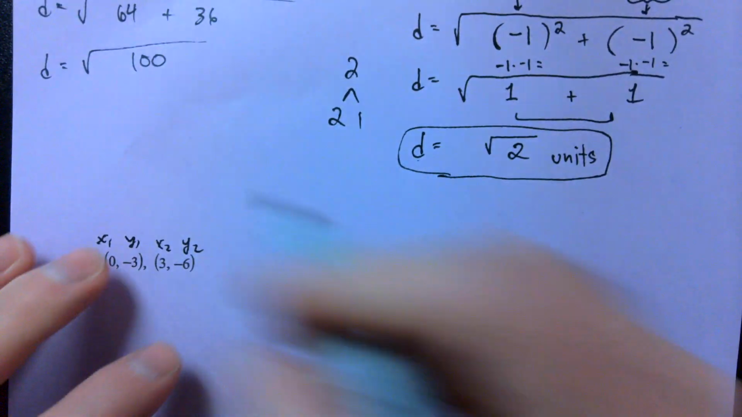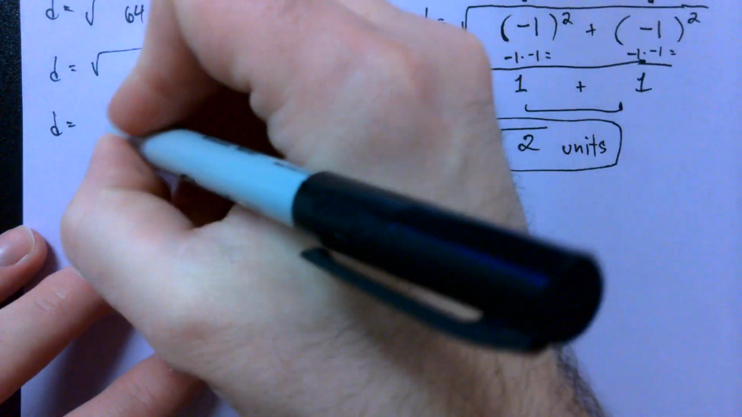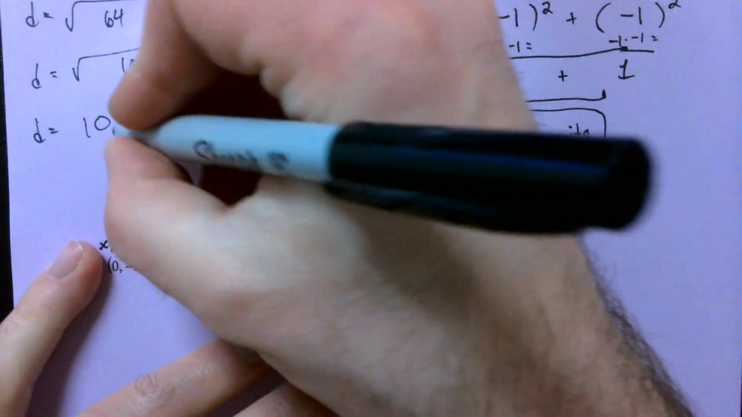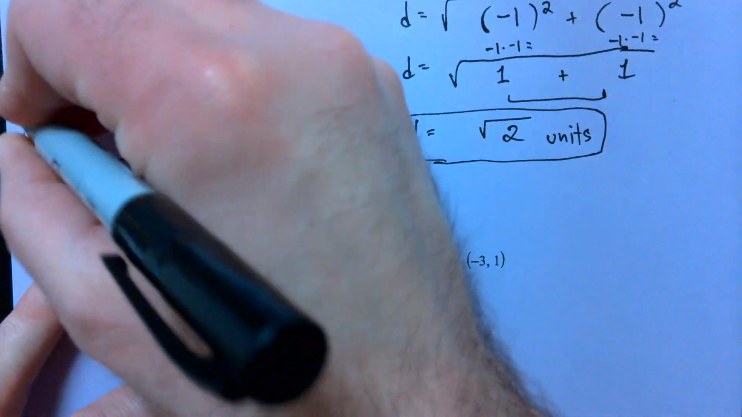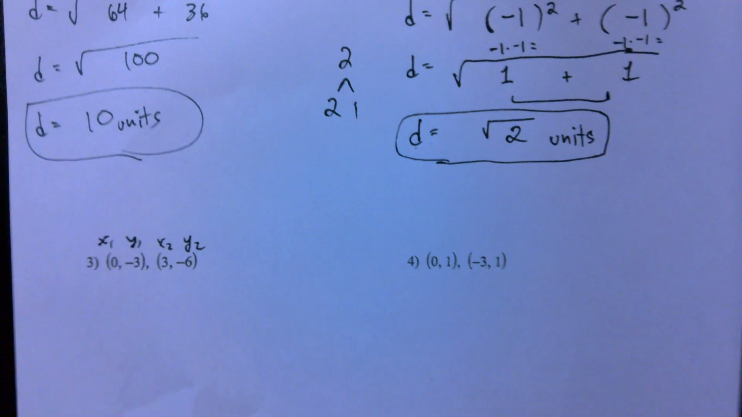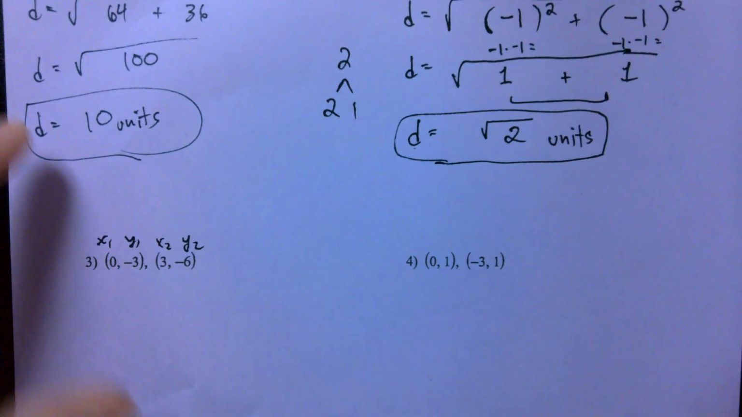What is the square root of 100? 10. It's a perfect square. D equals 10 what? Units. Give me a thumbs up if you got 10 units for number 1 there. Just Daniel and Araya. Very nice. Oh, and 3 people. Uh-oh. That's not good.